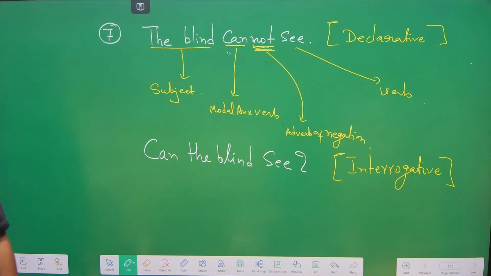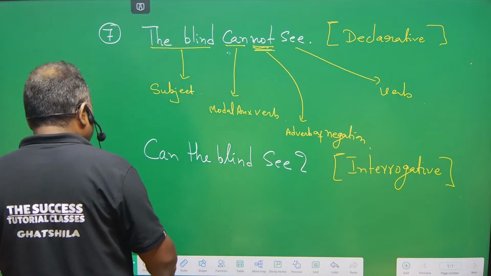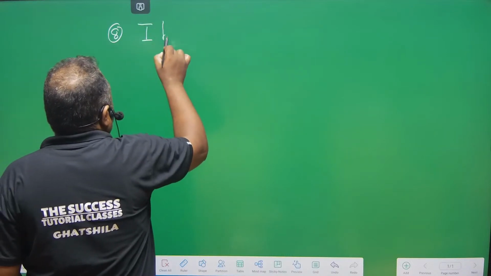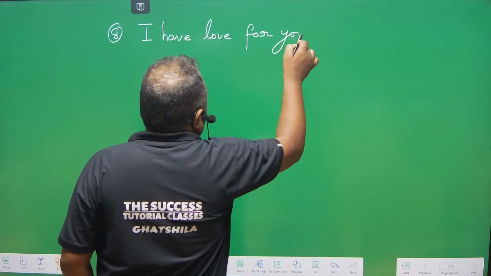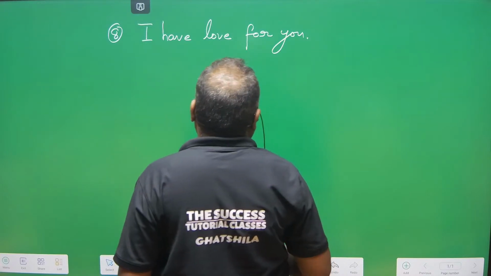Note it down, student. Please note it down. Next question. Question number 8. I have love for you. Full stop. I have love for you.